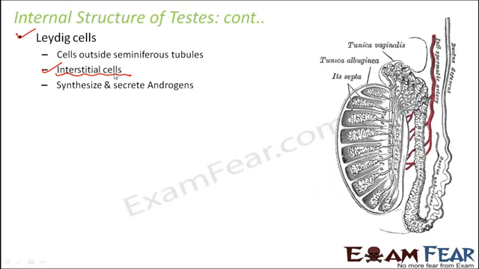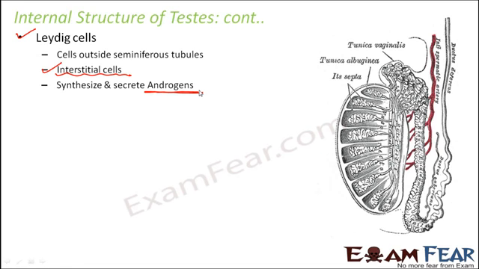Now why are they important? They synthesize and secrete androgens. And what are androgens? Androgens play a very important role as far as the male secondary characters are involved. One example of androgen is testosterone, which is a male hormone. So androgens control the functions of the male sexual accessory ducts and the glands. So it controls the function of the male reproductive glands, which we were talking about just now.